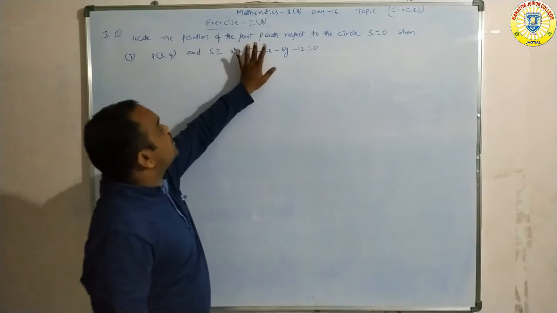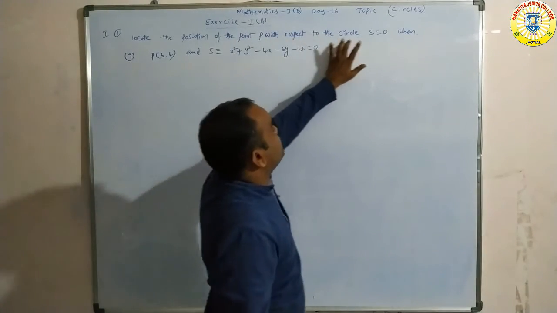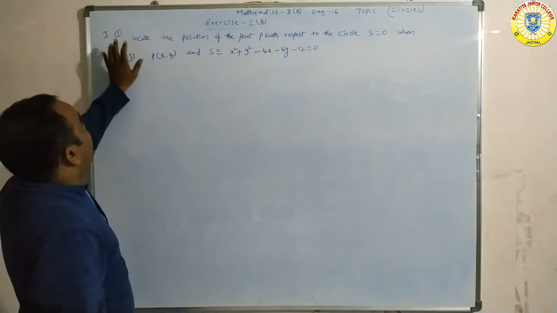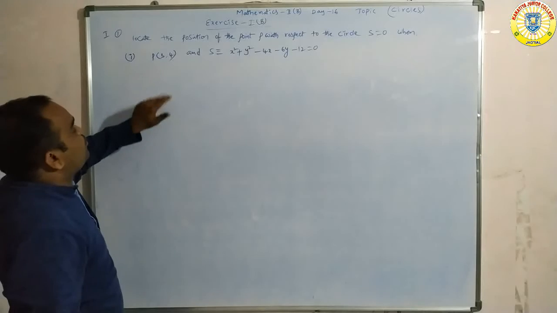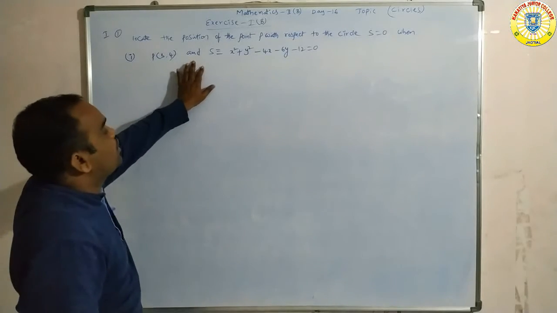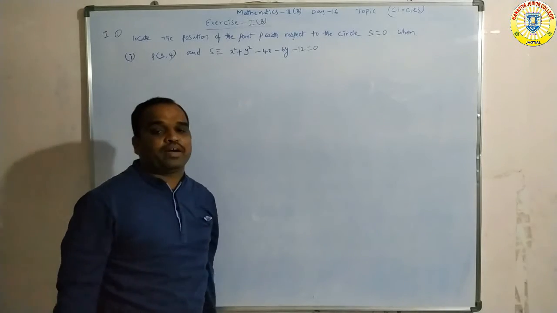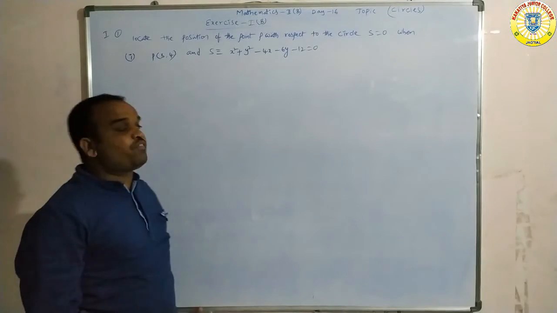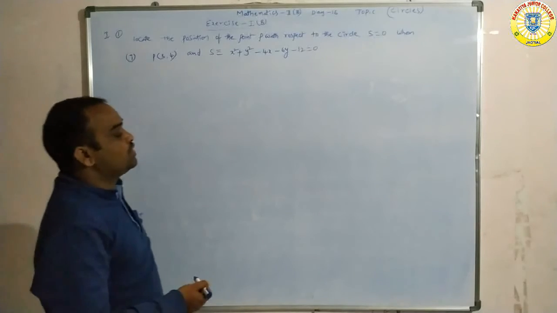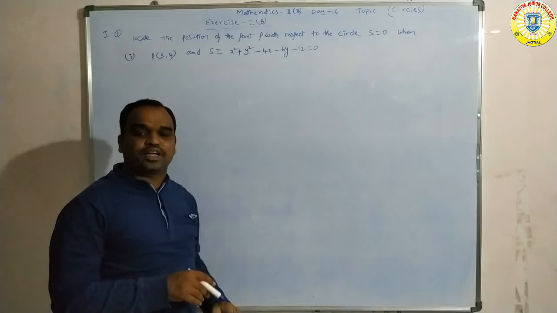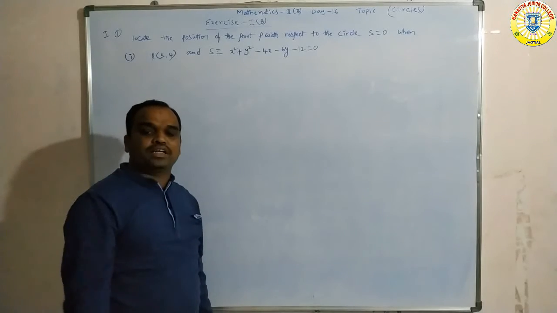Now exercise 1b. Locate the position of the point P with respect to the circle S is equal to 0. There are 4 questions. First question: P of 3 comma 4 and S is equal to x square plus y square minus 4x minus 6y minus 12 equal to 0. We are finding the location of the point. With respect to the circle, the point P is an interior point of the circle, an exterior point, or a point on the circle.